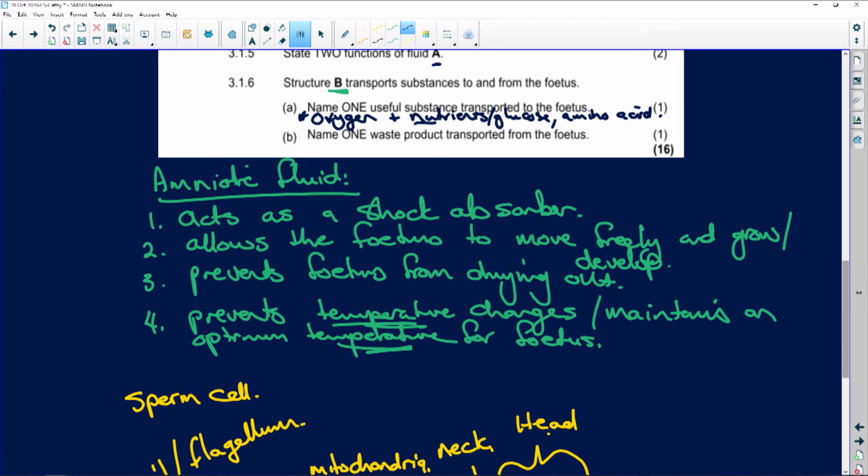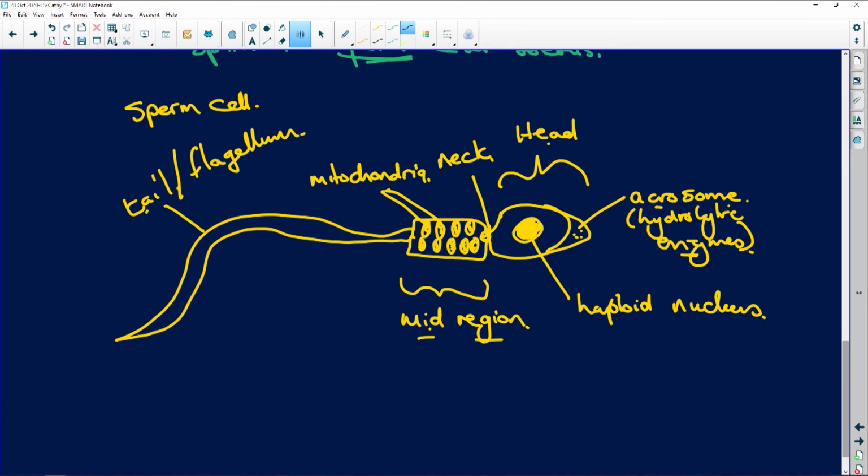Then name one waste product that's transported from the fetus. Well, you've got your metabolic waste. Okay. You've got carbon dioxide. What else have you got? You've got nitrogenous waste. Okay, pick one.